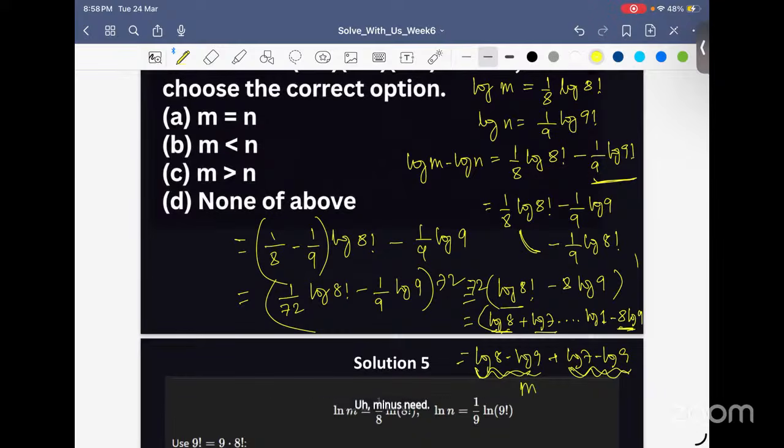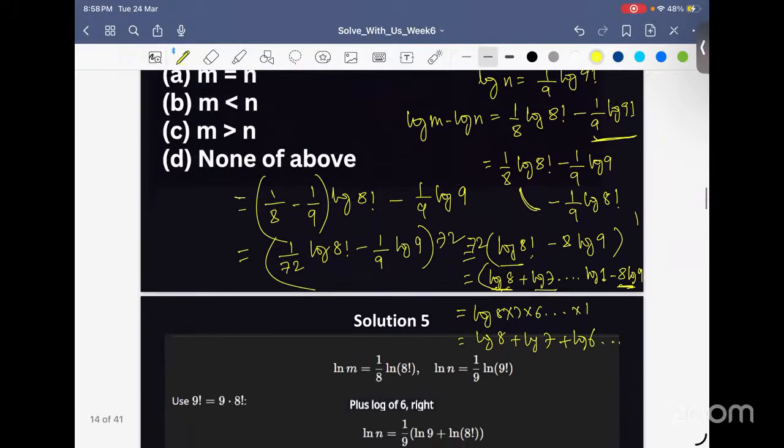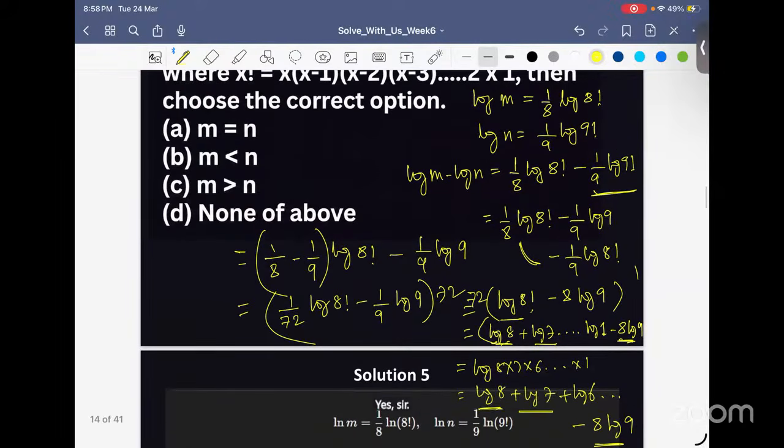This one, log factorial 8, what you have written? So this is log 8 factorial, right? This is something like log of 8 times 7 times 6 times 1, into, correct? So yes, I can write it as log of 8 plus log of 7 plus log of 6, right? And minus 8 times log of 9. So one log 9 I can subtract from here, right? All these values will be negative, right? So that's why m is less than n.